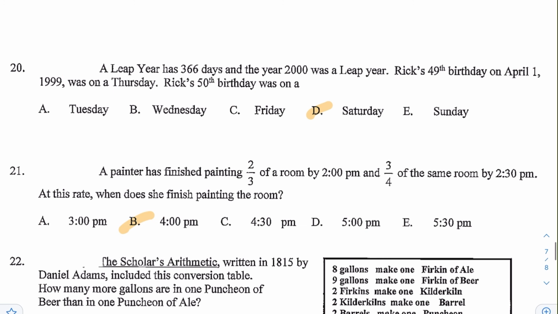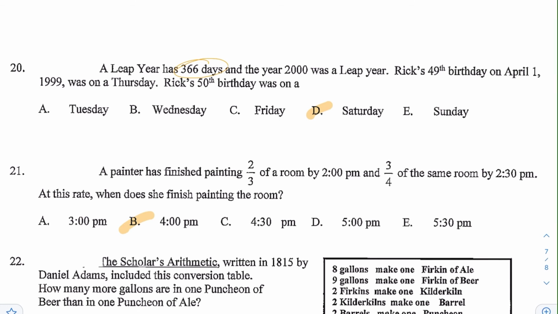Next for number 20, a leap year has 366 days, and the year 2000 was a leap year. Rick's 49th birthday on April 1st, 1999 was a Thursday. So Rick's 50th birthday was on, because the year 2000 was the leap year, to go from April 1st, 1999 to April 1st, 2000, that would be 366 days.